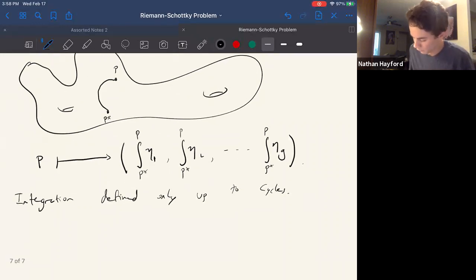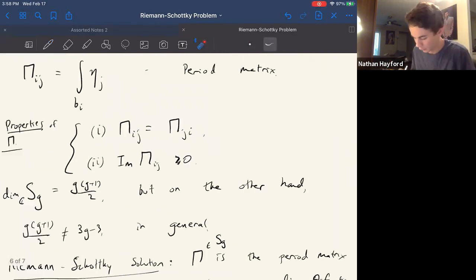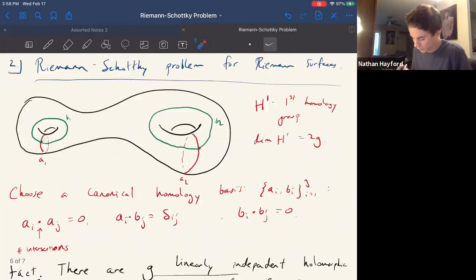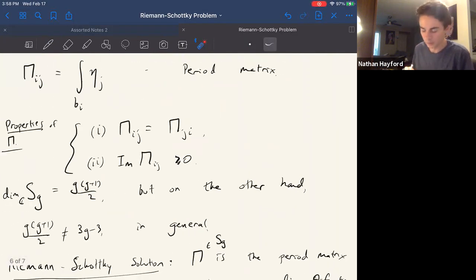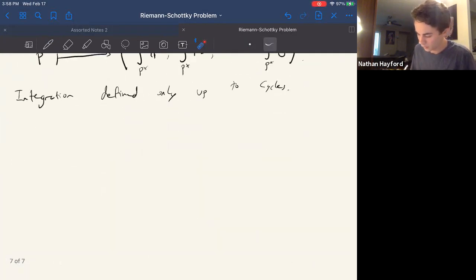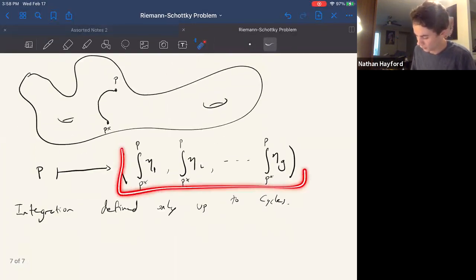But how do I remedy that? Well, I just quotient out by all of the cycles because they all differ by integer multiples of a number, of either periods or integers, because of how I normalize these differentials. So they differ by either integer multiples of these numbers or just integers. And so if I just quotient by the lattice formed by those things, I get a torus. And this thing here is well defined on that torus.